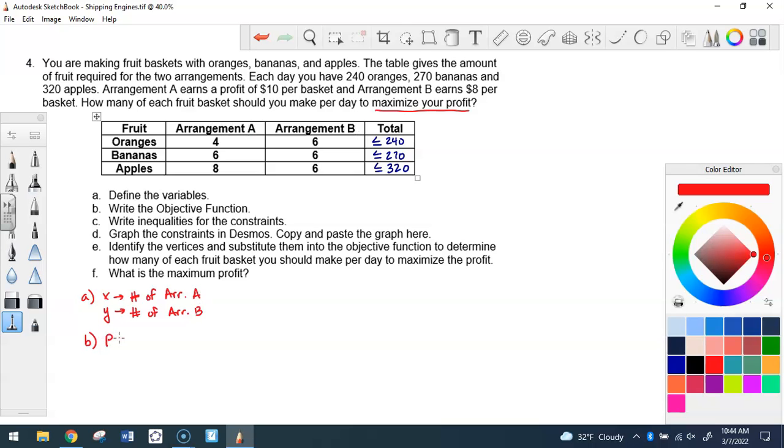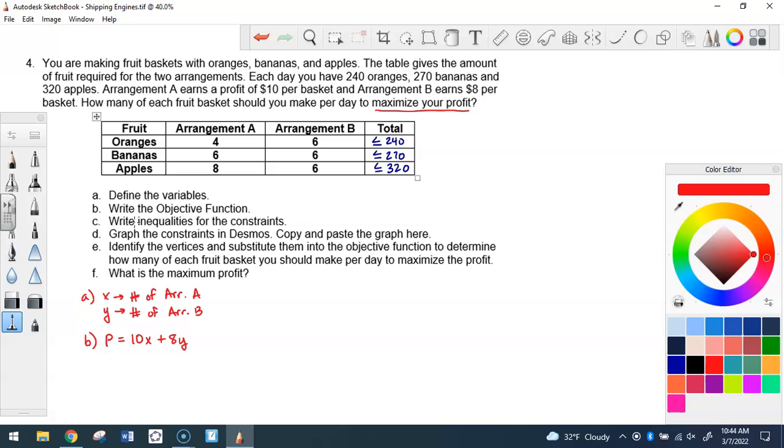So my profit formula, or my objective formula: A makes $10 per basket and B makes $8 per basket. So if I want to find out how much profit I make, I'm going to take 10 times the number of baskets I make for arrangement A plus 8 times the number of baskets I make for arrangement B. So 10 times X plus 8 times Y will tell me how much profit I'm going to make.